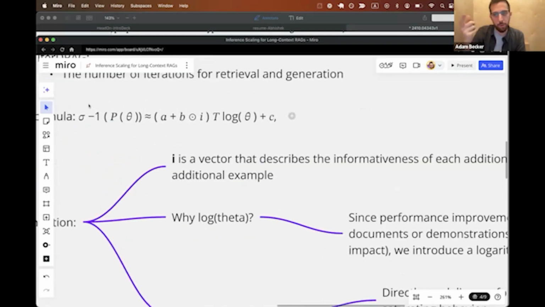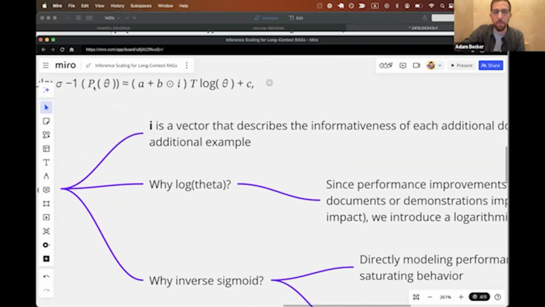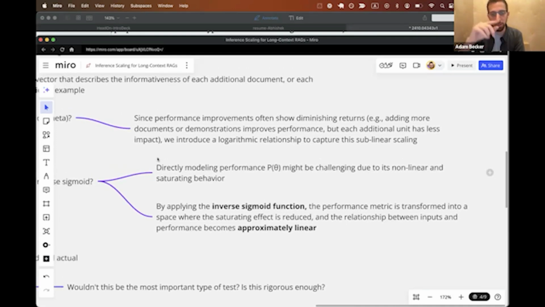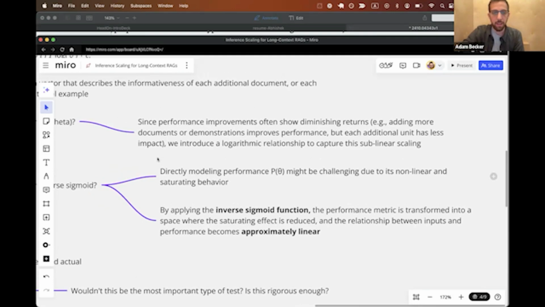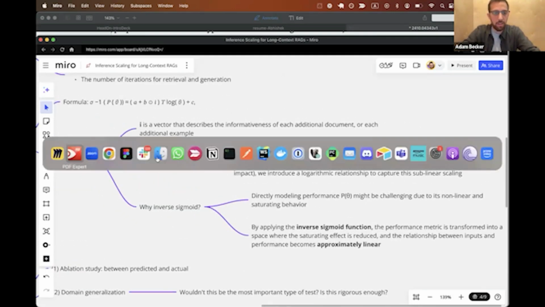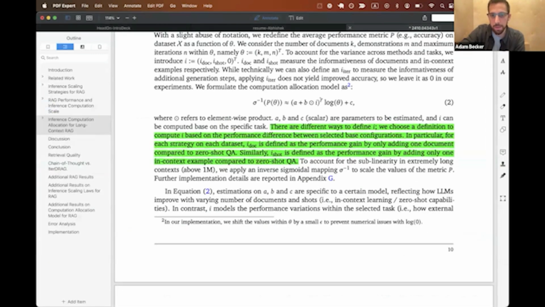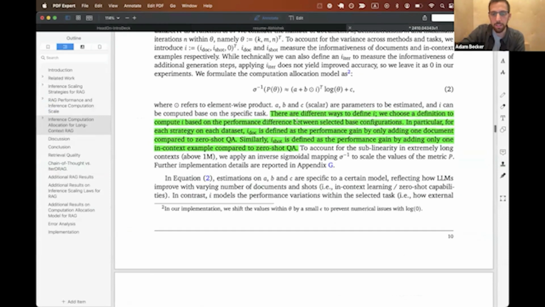We also, for modeling purposes, and I think there's also some intuition here, you're modeling the performance as an inverse sigmoid. If you were to try to directly model performance just as P of theta, it might be challenging because it's nonlinear, and they describe the nonlinearity and the sublinearity in the different regimes. So they went about trying to do it with the inverse sigmoid. Okay, so that's how they're building up the framing. And so A, B, C, they're going to be discovered along the way.